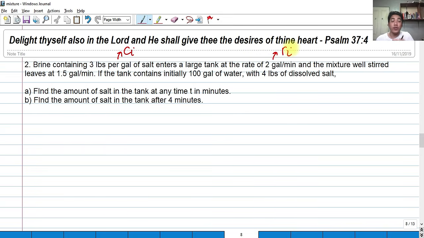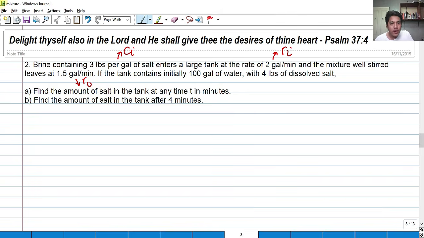And the mixture, well stirred, leaves at 1.5 gallons per minute. This is a rate, so that is R sub O. If the tank initially contains 100 gallons of water with 4 pounds of dissolved salt, letter A: find the amount of salt in the tank at any time t in minutes.